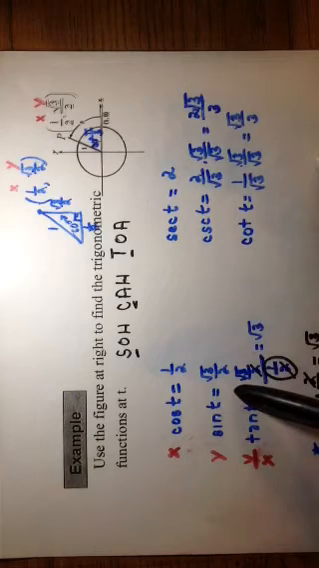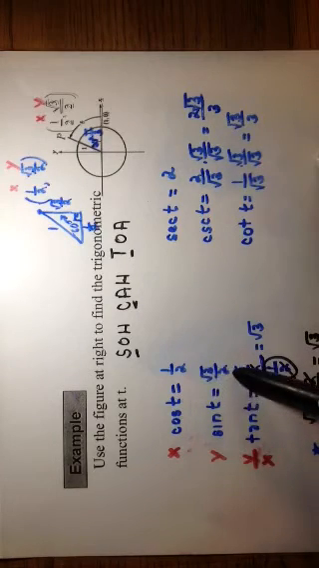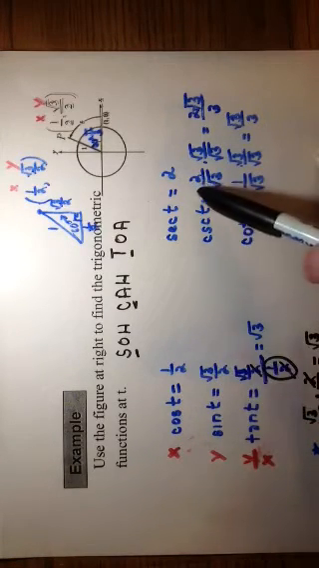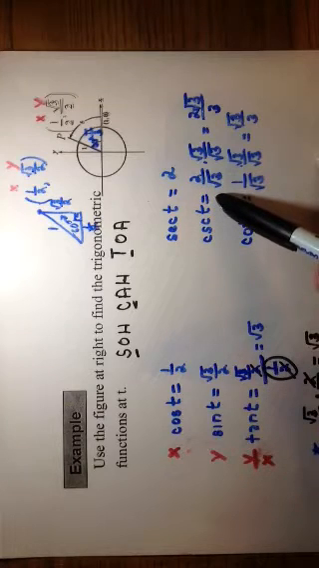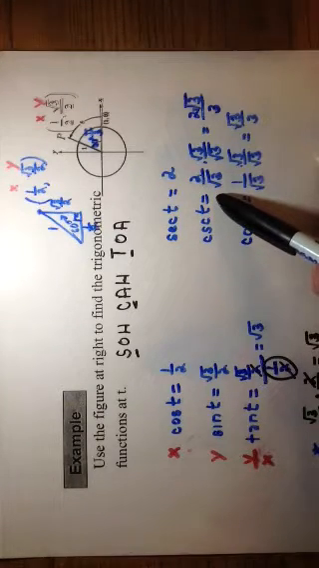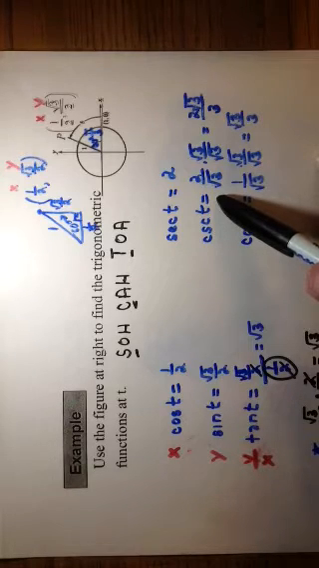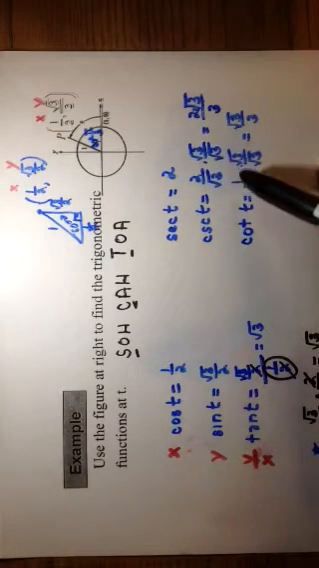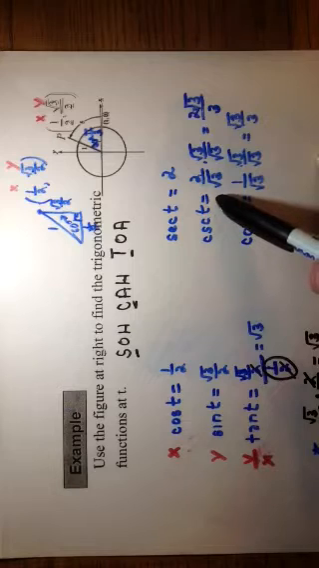Sine, which starts with the letter S, partners with the one that starts with the letter C, which is cosecant. When we take the reciprocal of the square root of 3 over 2, we have 2 over the square root of 3, which we can't leave like that because we have a radical in the denominator of a fraction, so we rationalize it. We multiply numerator and denominator by square root of 3 over square root of 3, which gives us 2 times the square root of 3 over 3.